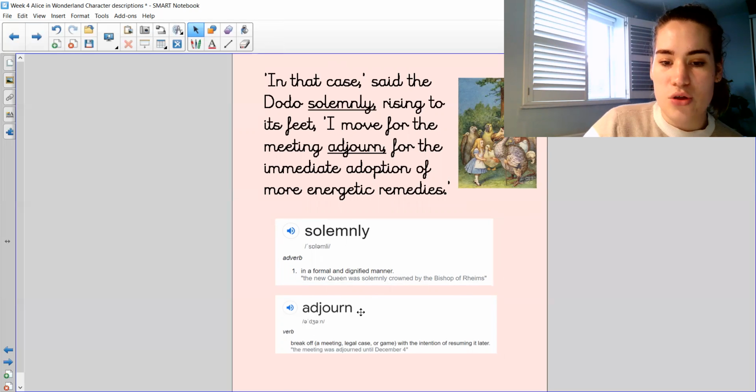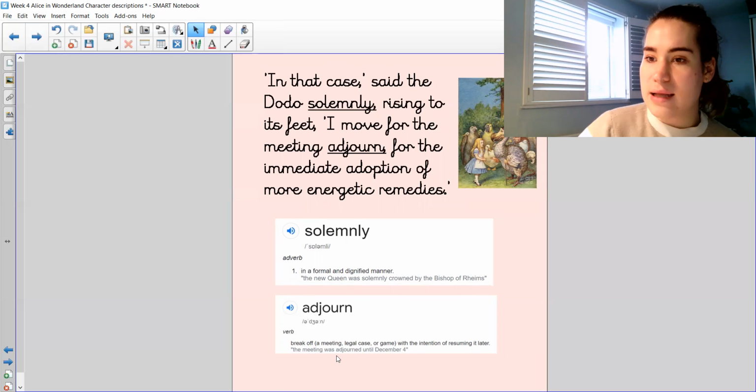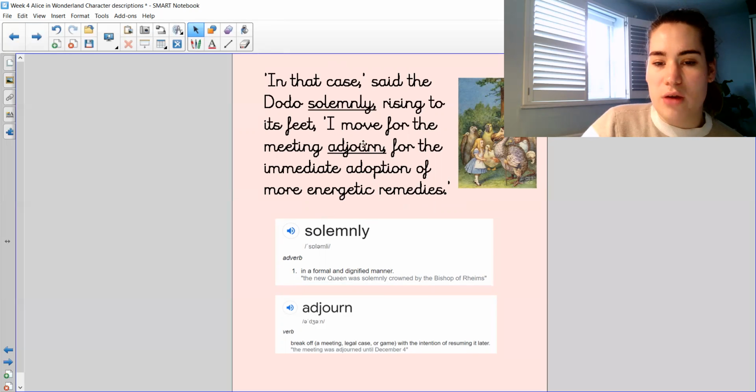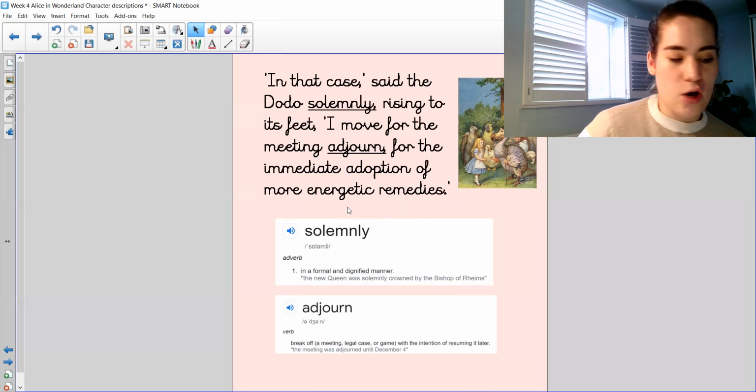This word adjourn means to break off, to end the meeting. So if court is to adjourn, then it ends or has a little break. So he's saying, I think we should have a break from this meeting for the immediate adoption of more energetic remedies. That means that we're going to try something different to help us all get dry.